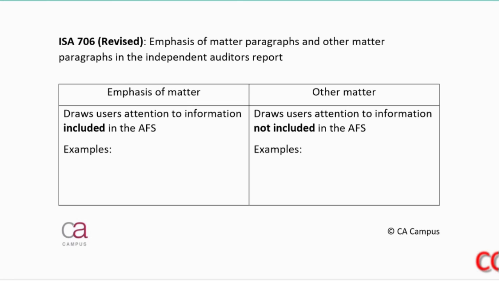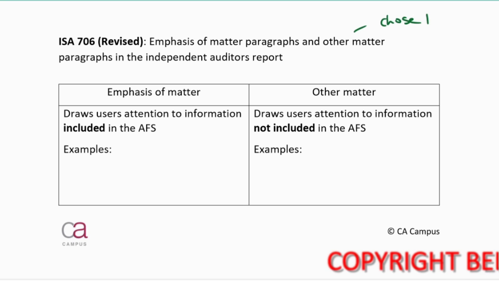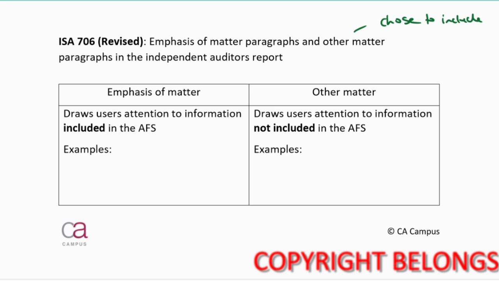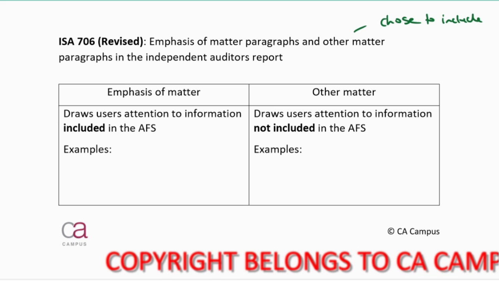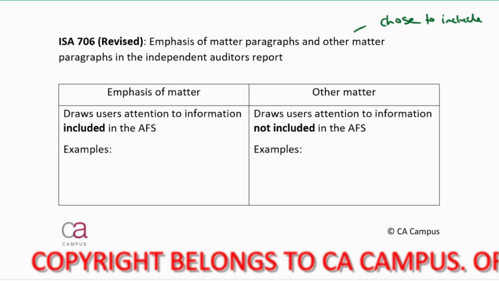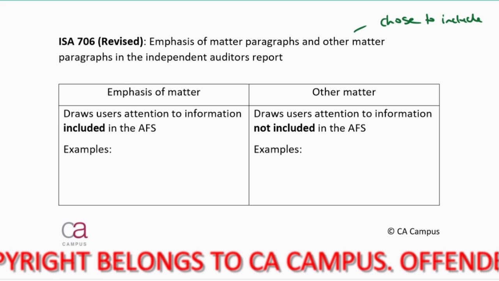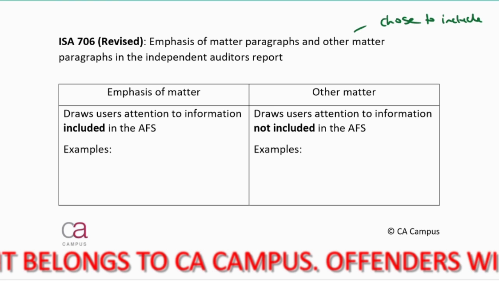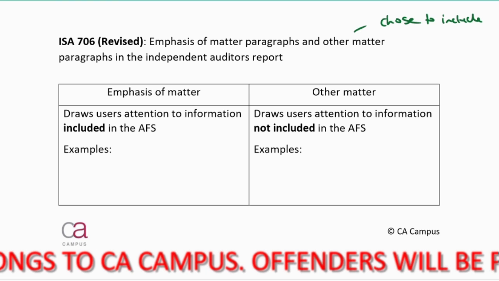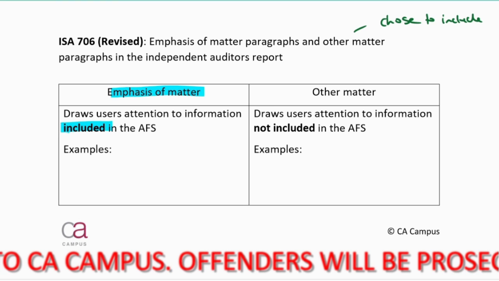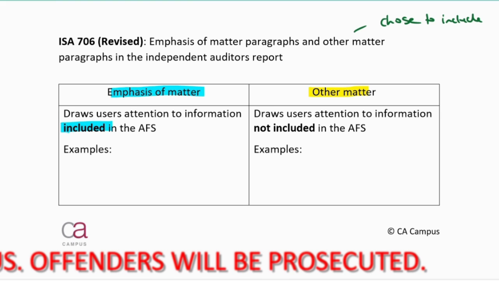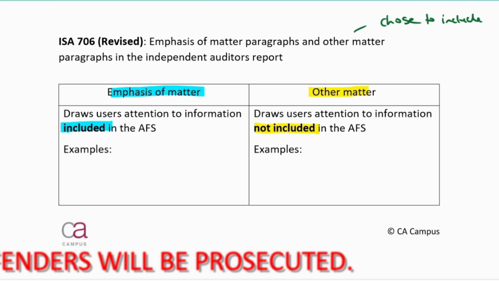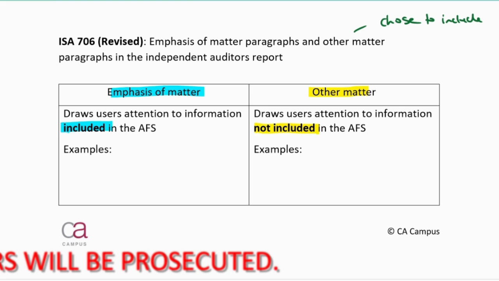The last additional paragraphs we could choose to include. Key audit matter paragraphs, we have to include if there is a key audit matter, as well as a material uncertainty paragraph if there is a material uncertainty and it has been disclosed. So we've got two others, an emphasis of matter or another matter. An emphasis of matter, you're emphasizing a matter included in the financials. Whereas an other matter is you're trying to draw the user's attention to something that's not included in the financials. So I'm just telling them about something outside of the financials.